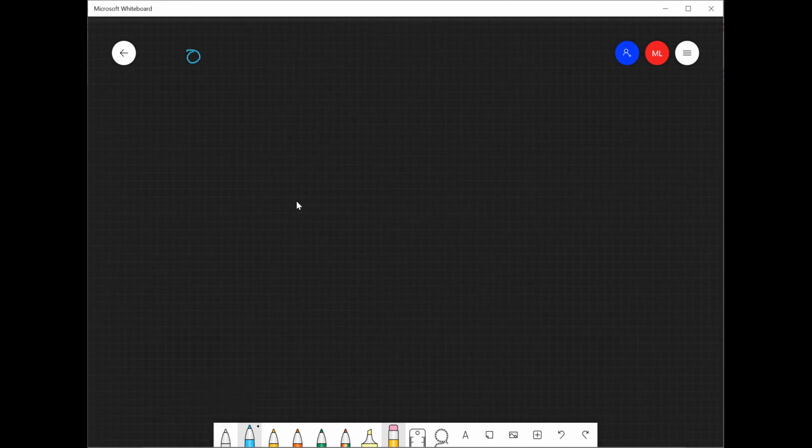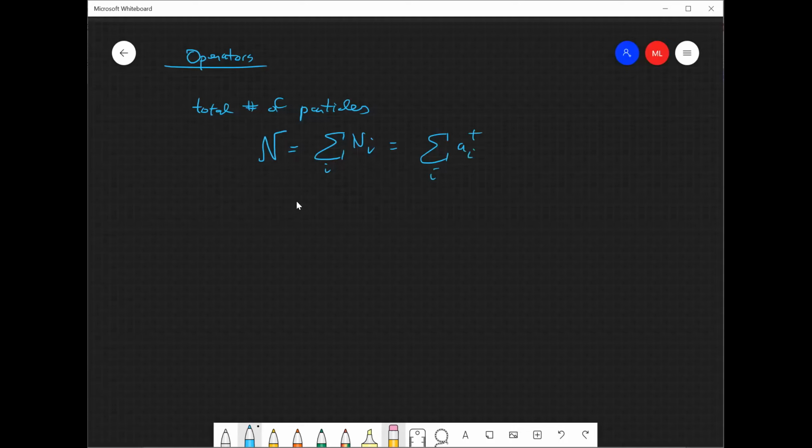Okay, so what about operators? One of the easiest operators is the total number of particles. That's an observable. You call it squiggly N. You sum over all the single particle states, and you just add up the numbers in each of those single particle states. That has to be the sum over i of a_i dagger a_i. So that's the first easy operator to do.